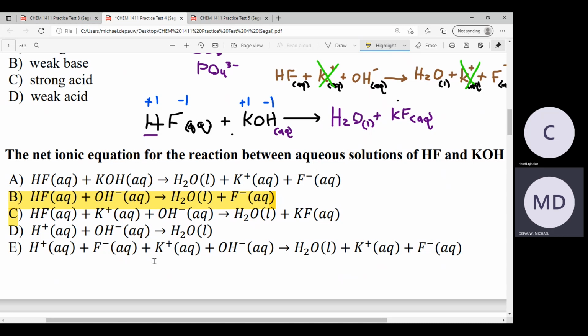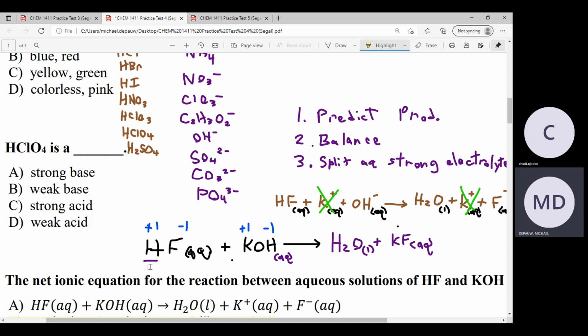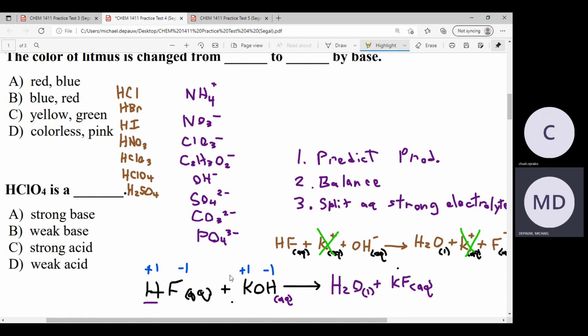Does that make sense? So that's how you break that down. Do you feel like you want to go over another example? Well, I just have one question. Sure, sure. Because it's a weak acid, and weak acids are not strong electrolytes.